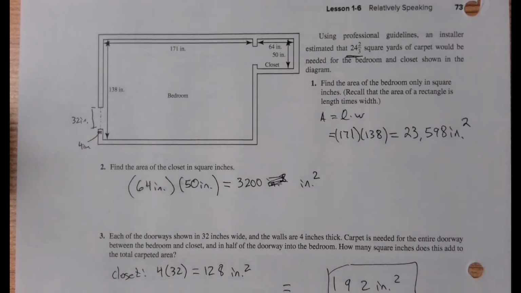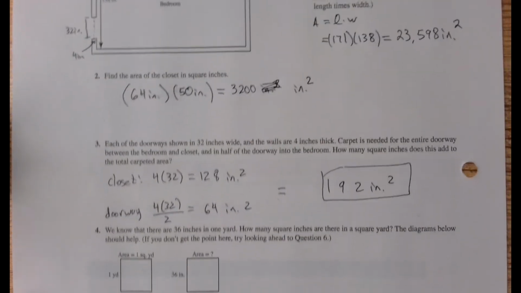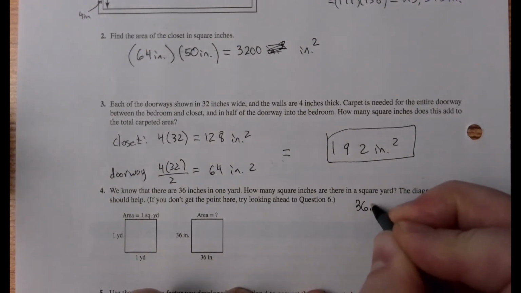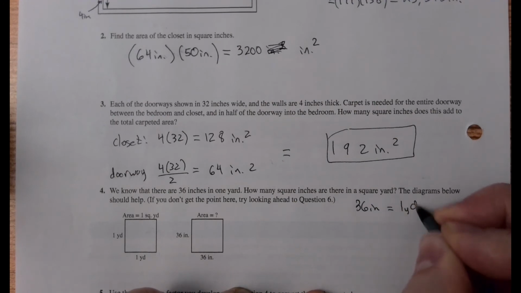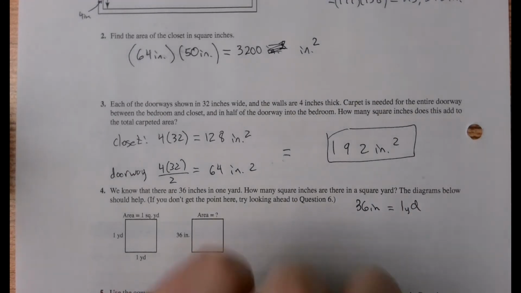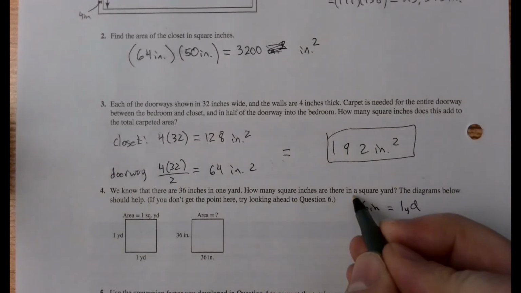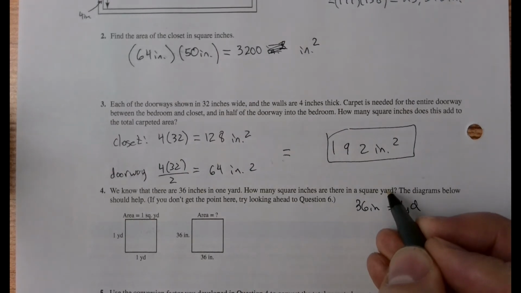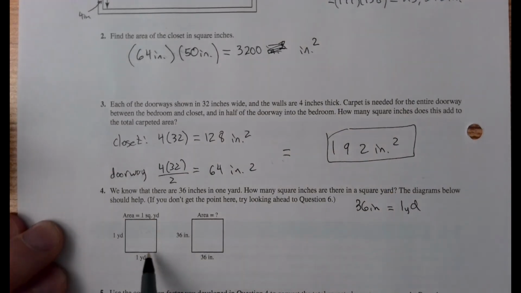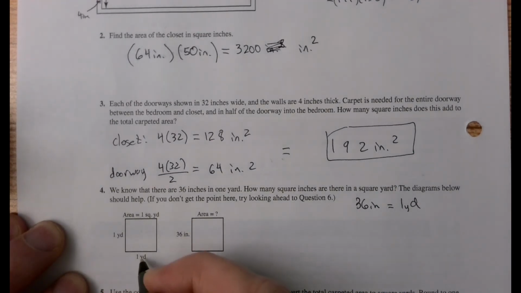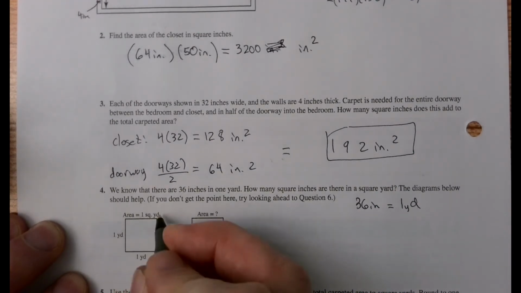Okay, then he has us talk a little bit differently here. He says, well, we know that there are 36 inches in 1 yard. So 36 inches equals 1 yard. Remember, we knew that 3 feet was 1 yard, and there's 12 inches in 1 foot, so that's where this came from. But how many square inches are there in a square yard? Well, to get this area, he says, do the multiplication: 1 times 1 equals 1 square yard.